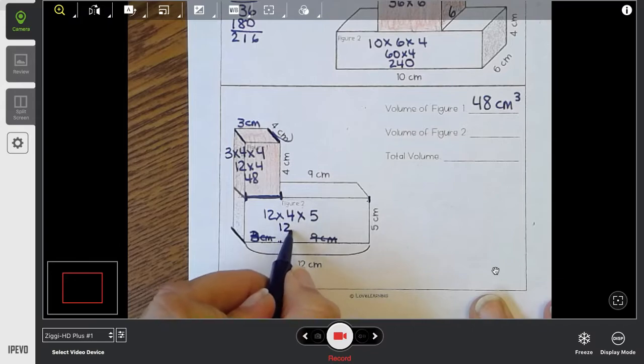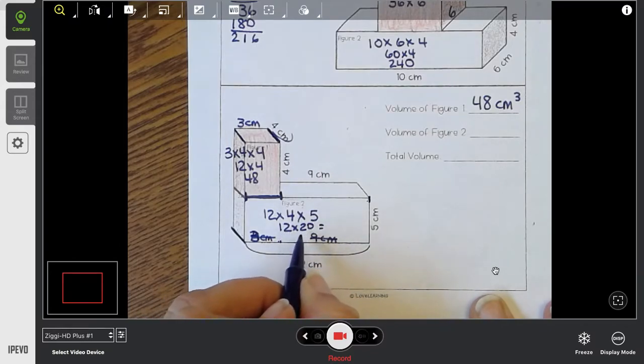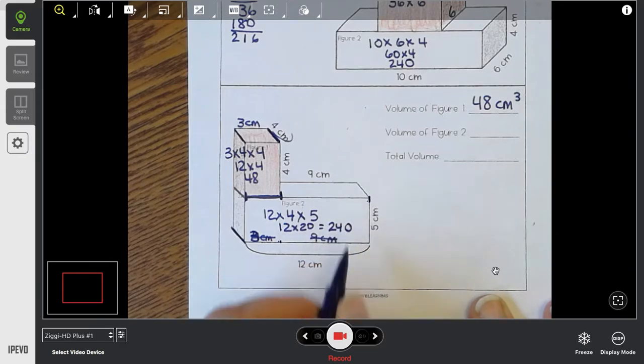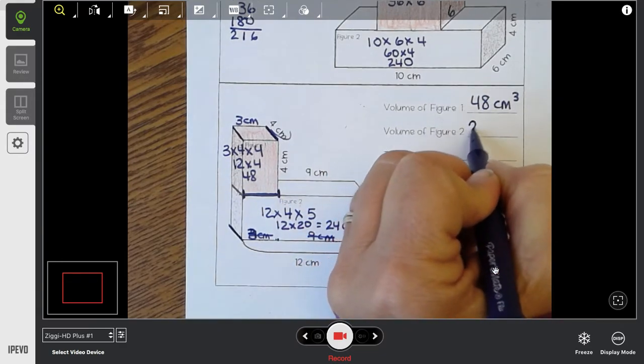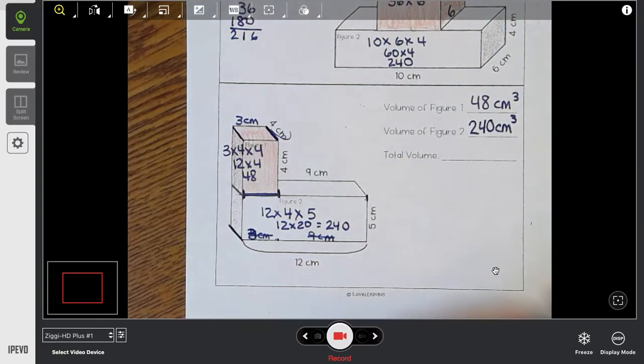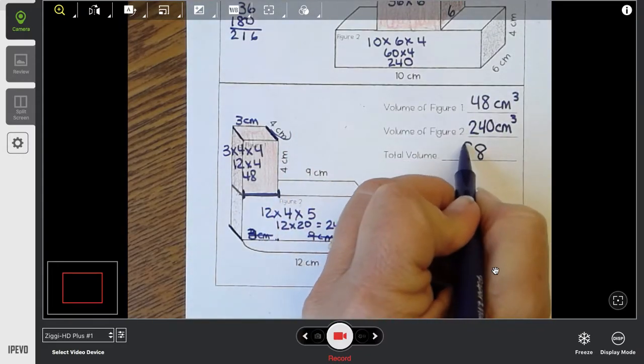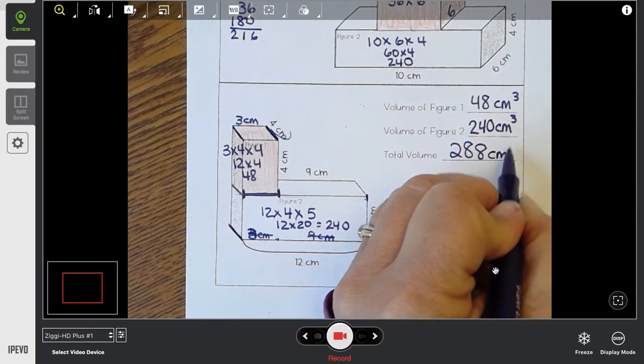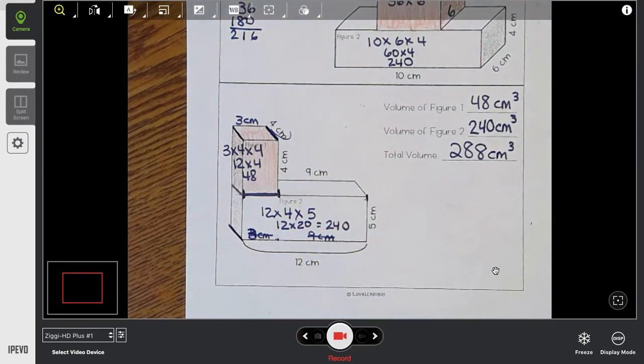Okay, so I'm going to use 12. I'm going to do 4 times 5 first to get 20. Then 12 times 20 is 240. So figure 2 is 240 cubic centimeters. My total volume, I'm going to add those up. 288 cubic centimeters. Now I'm going to show you that just one other way because you can do it both ways.